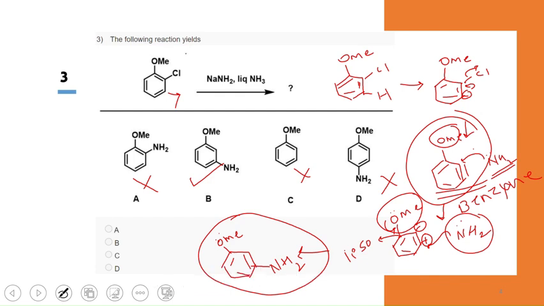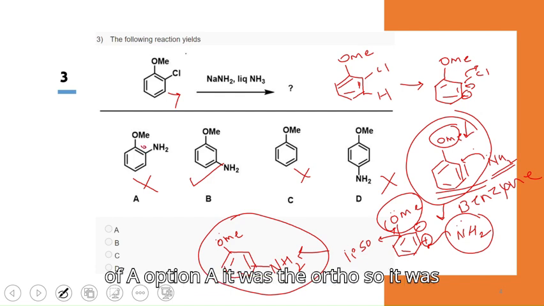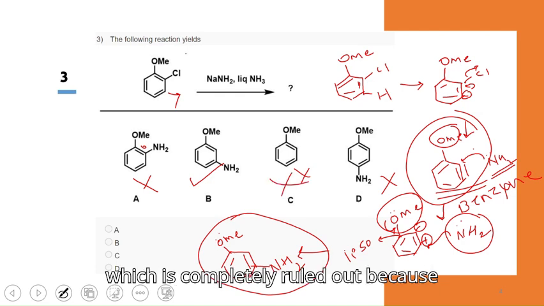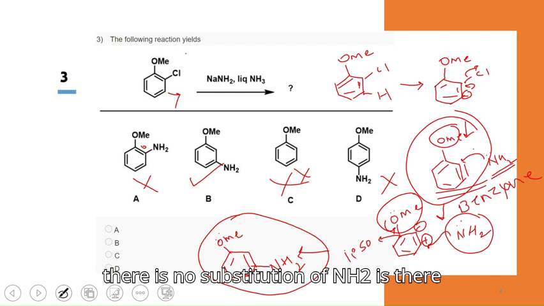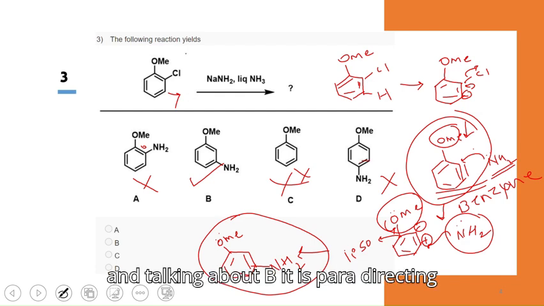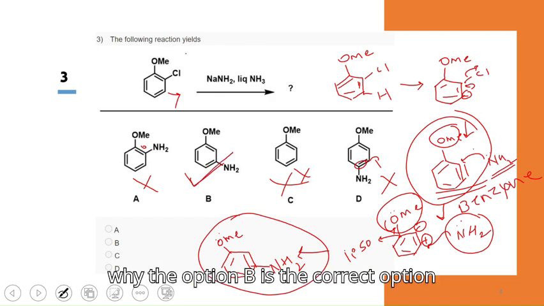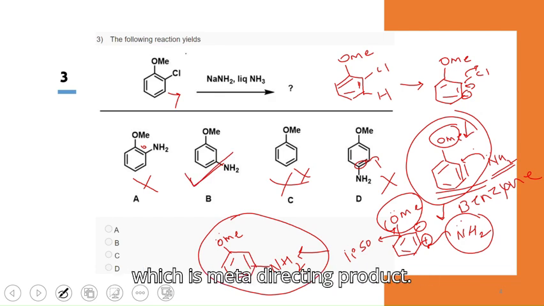Okay, so in option A, it was ortho, so it was not the correct option. And option C is completely ruled out because there is no substitution of NH2. And talking about D, it is para directing, which is also incorrect, right? So that's why option B is the correct option, which is the meta directing product.